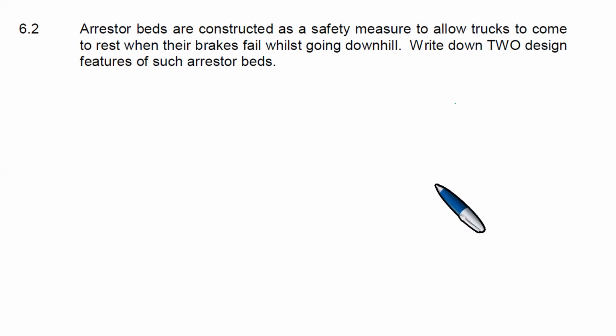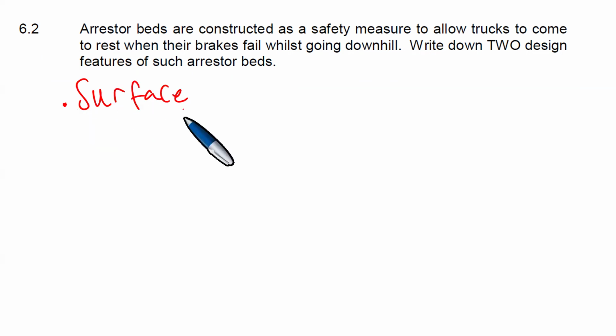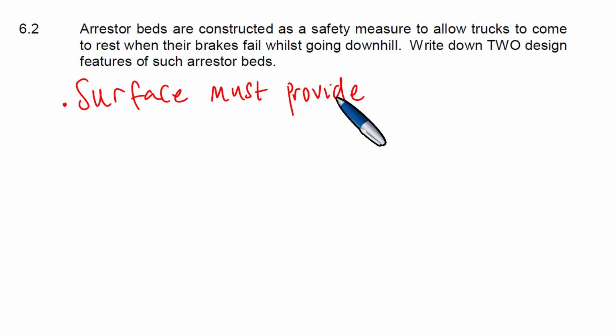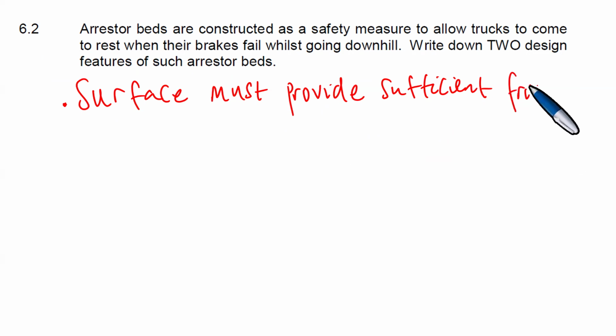So the examiner is saying, write down 2 design features of such arrestor beds. What are the design features? How should these arrestor beds be? Because you can see them when you're driving there. Right, so we note the first point: the surface must provide sufficient friction, like sand.